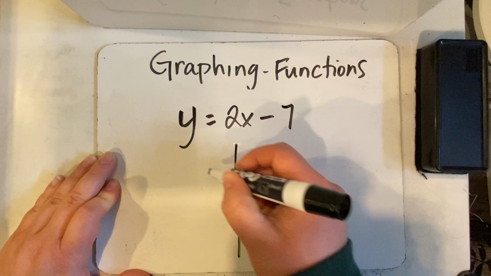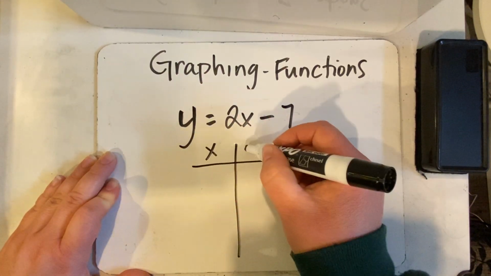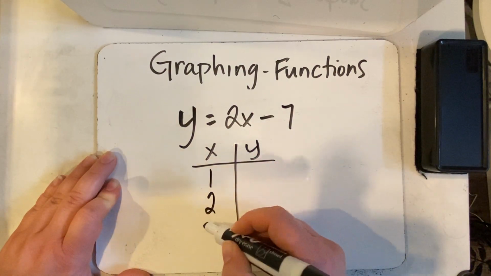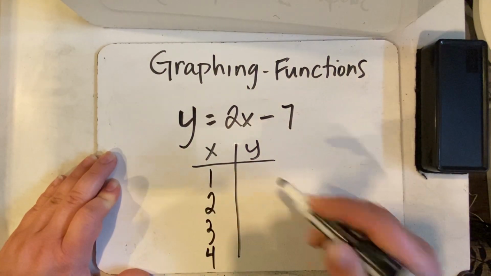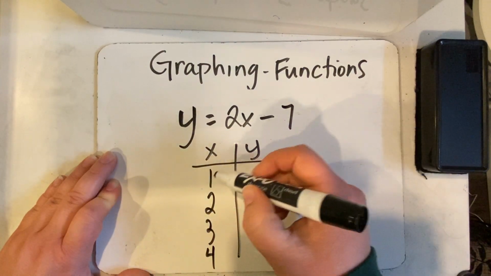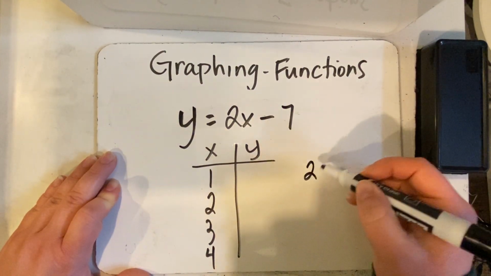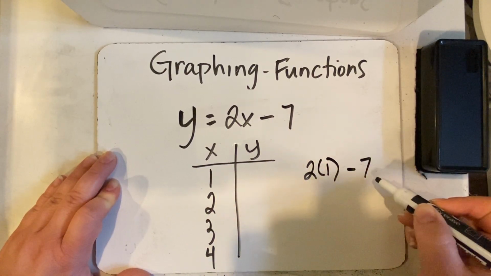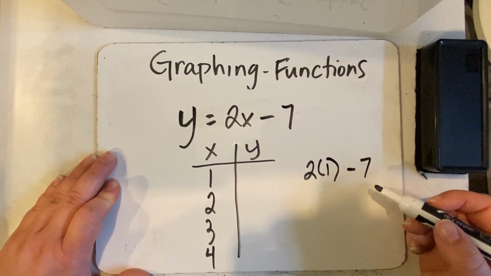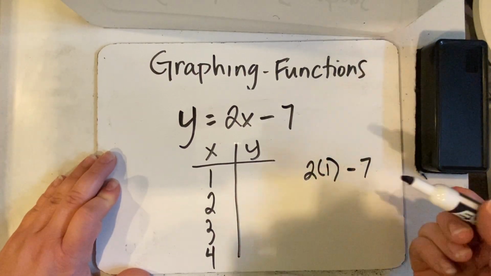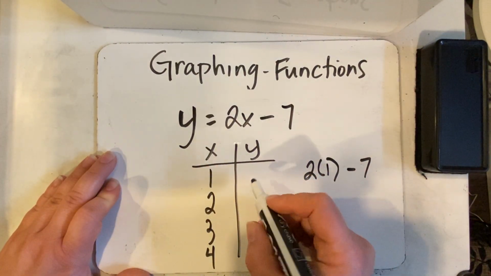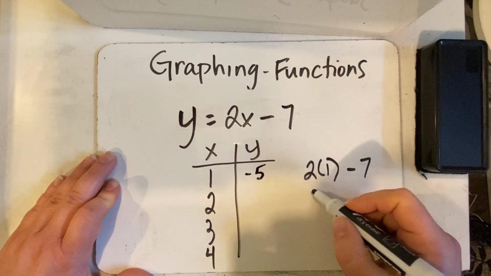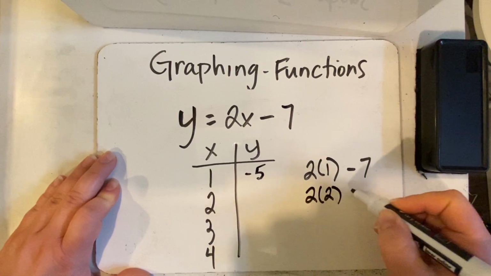So we'll make our function table, and my x value and my y value. So this time I'm going to do the same thing, 1, 2, 3, 4, and find out what my y value is. So if I substitute 1 into the function, so 2 times 1 minus 7. So I have 2 minus 7. So remember from our integer rules that I'm going to go left down the line, and I'm going to end up with -5. Then I'm going to find my next one, 2 times 2, subtract 7.